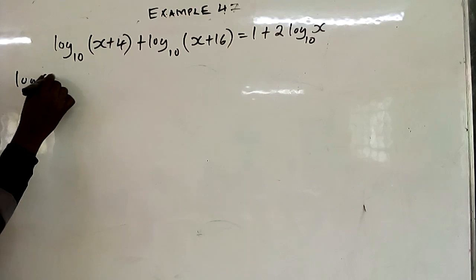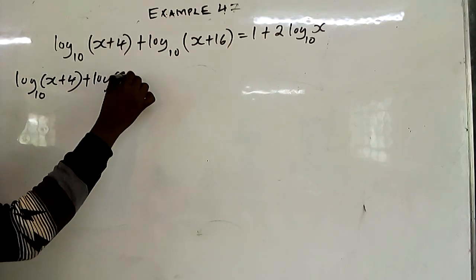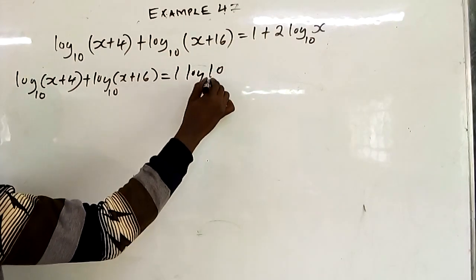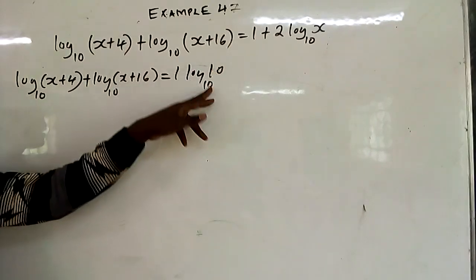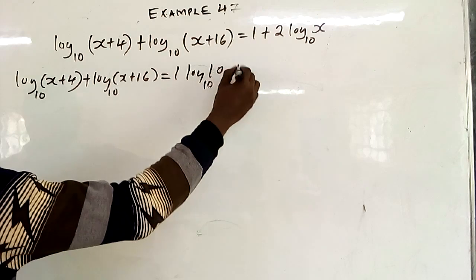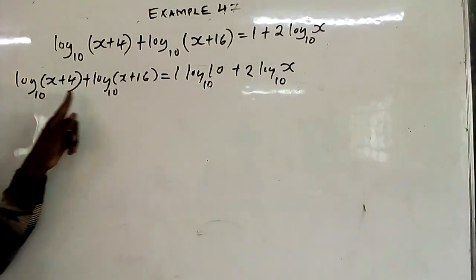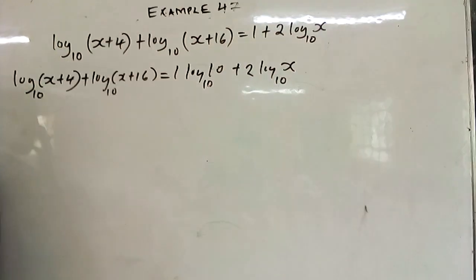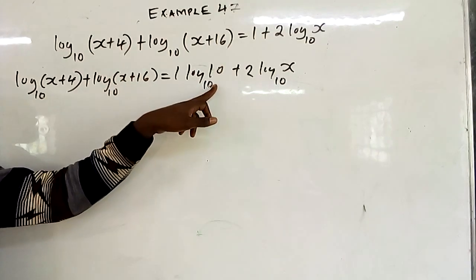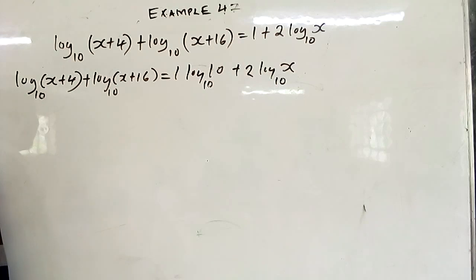So what do we have? We have log (x + 4) to base 10 plus log (x + 16) to base 10 to be equal to 1, then you introduce log 10 to base 10. Because a log of a number to the same base is 1, isn't it? Are we together? Then plus 2 log x to base 10. We now have the same base in each and every term. For you to have base 10, you must introduce log 10 to base 10, which is 1. So it is like 1 times 1, you just get what you add there, isn't it?